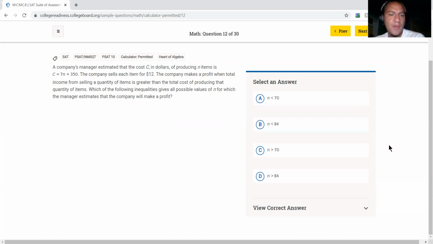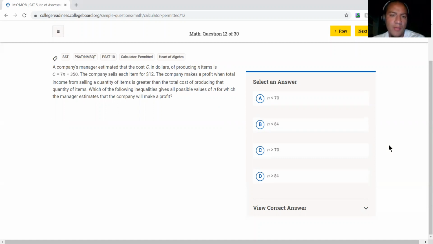A company's manager estimated that the cost C in dollars of producing this many items is C equals 7N plus 350. So basically, you can imagine a situation where the manager has to pay a $350 upfront fee to use the factory. And then each time that the item's produced, he has to pay $7 worth of material and usage. So he better be selling each item for like 20 bucks or something like that. Oh, he sold it for 12. That's going to take forever to turn a profit.